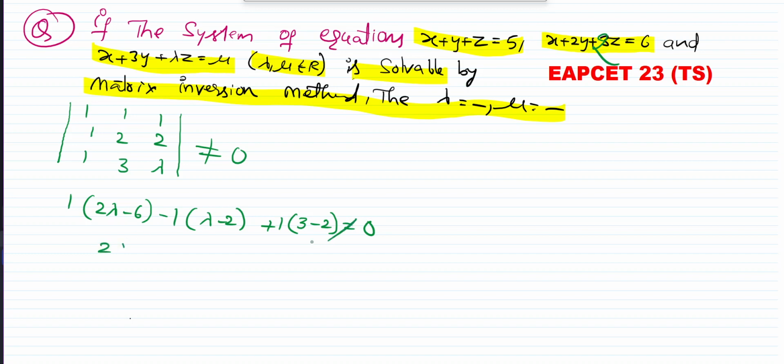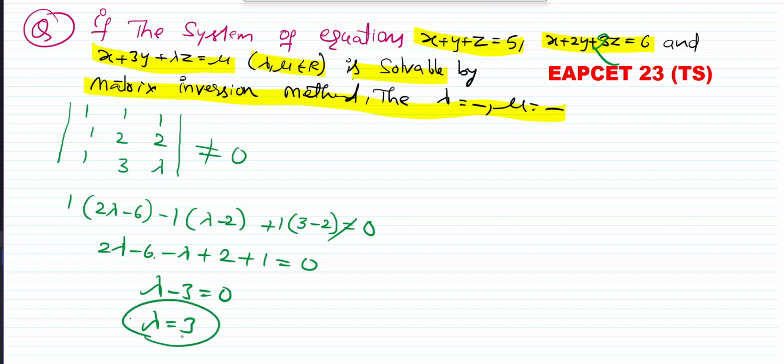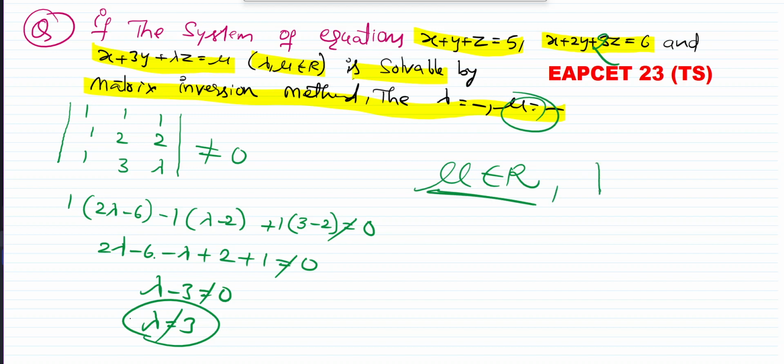This is not equal to 0. From this, 2λ minus 6 minus λ plus 3 plus 3 minus 2, that is 2λ minus λ minus 6 plus 3 plus 1, which is λ minus 3 not equal to 0. So the value of λ is not equal to 3. And μ belongs to R, so μ is any real number, and λ is not equal to 3.